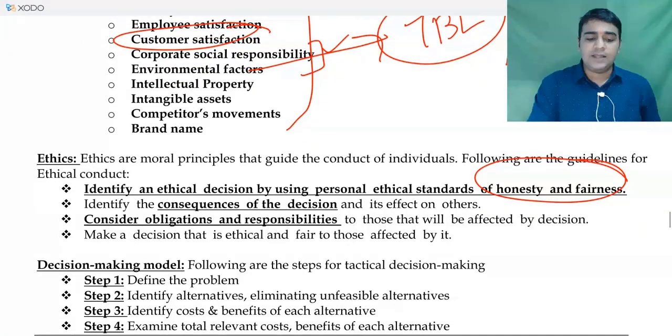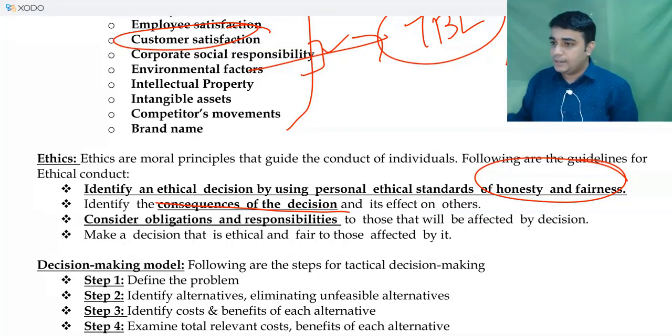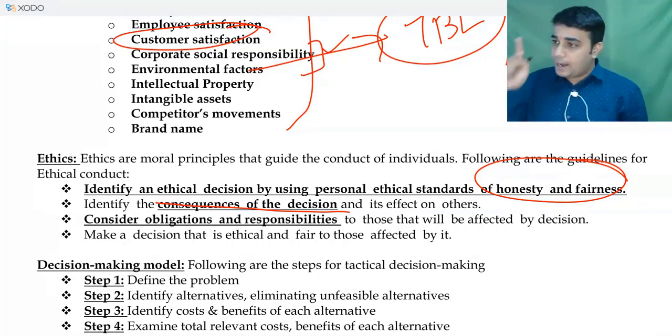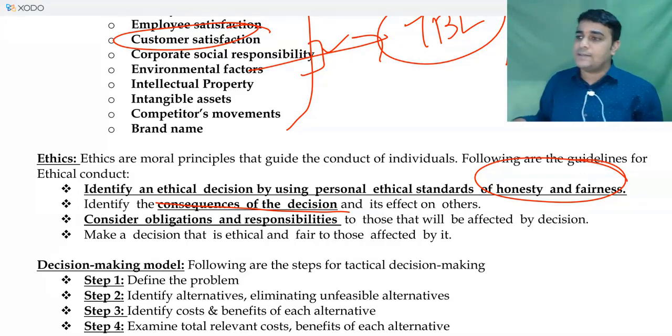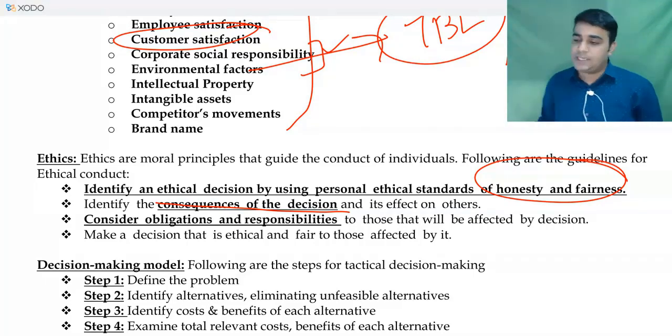So identify the consequences of the decision and its effect on others. You should consider who all is going to be impacted by the decision you take. Are the patients going to be impacted? Are the employees going to be impacted? Are the customers going to be impacted? Are the suppliers going to be impacted? Is the government going to be impacted? Is the society going to be impacted?